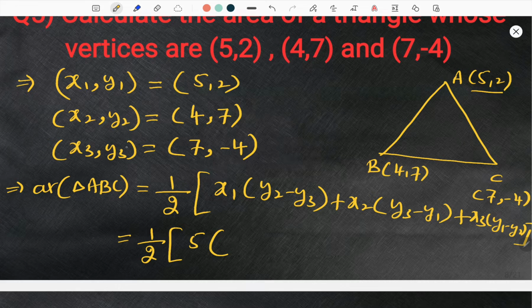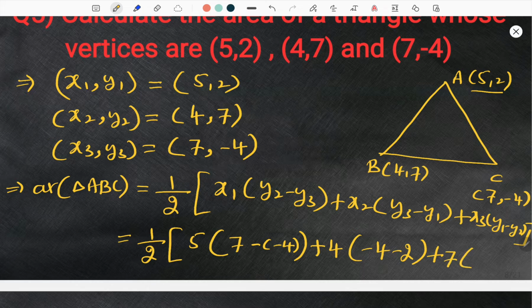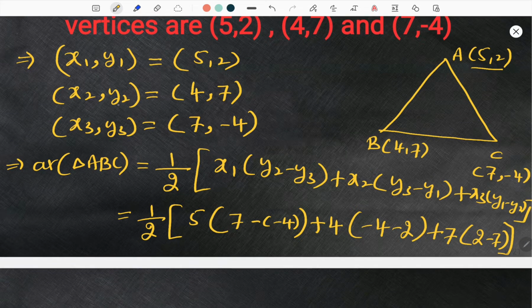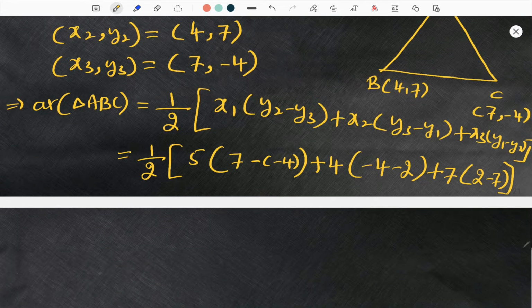Look at this, y2 minus y3, that is 7 minus of minus 4, then close the bracket, plus x2 is 4 bracket, then y3 minus y1, that is minus 4 minus 2, plus x3 is 7 bracket, y1 minus y2 is 2 minus 7. So always take your pen like this. This is x2, then y3 minus y1, this is x1, then y2 minus y3, like that you have to take your pen, then only it becomes correct.